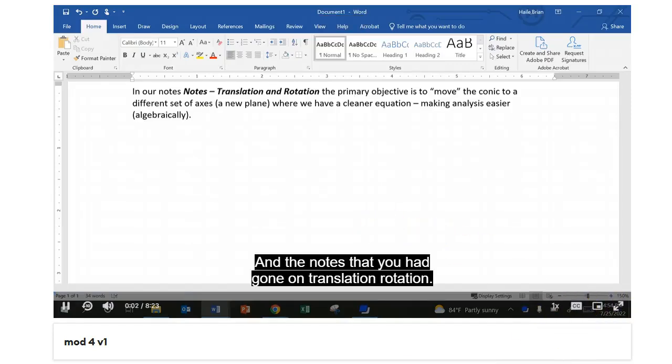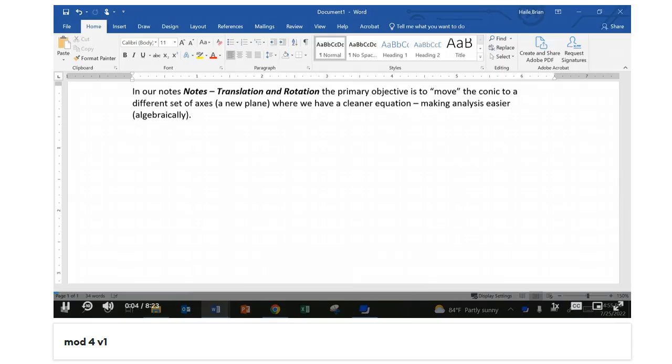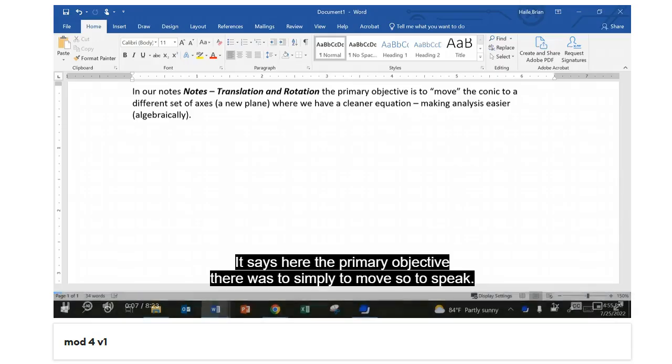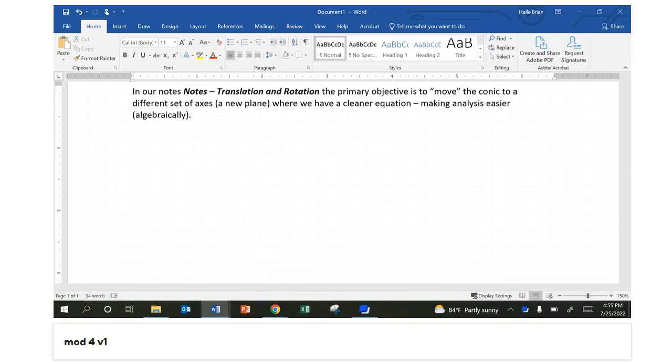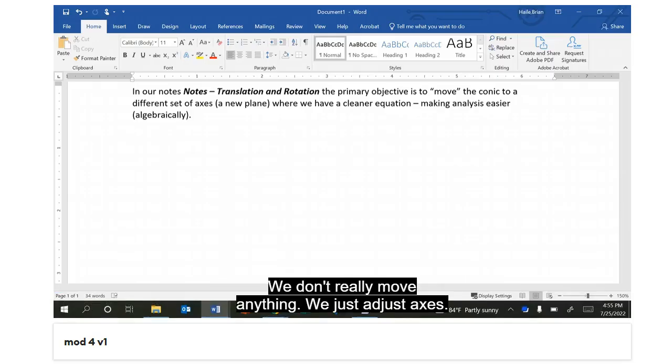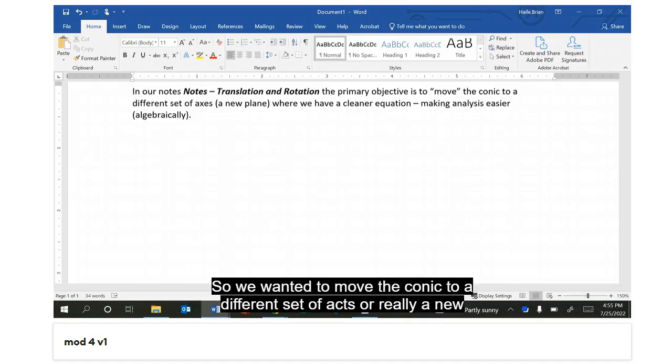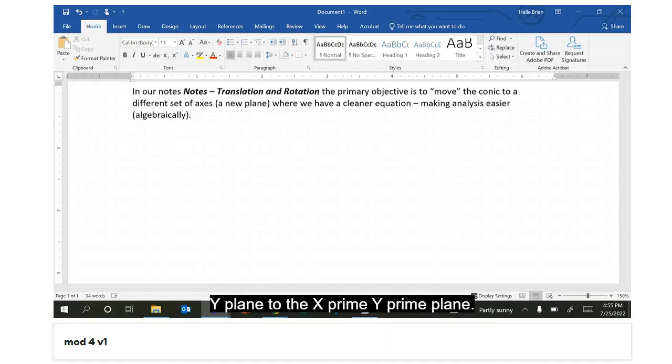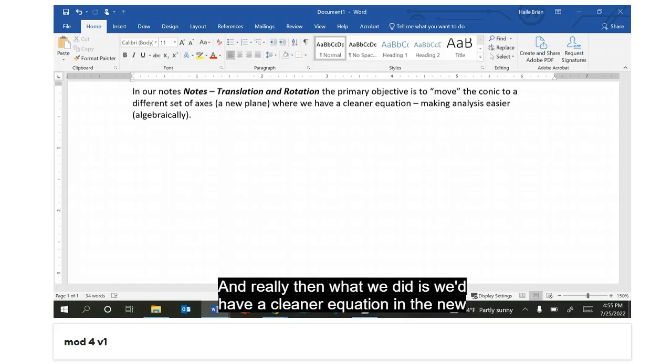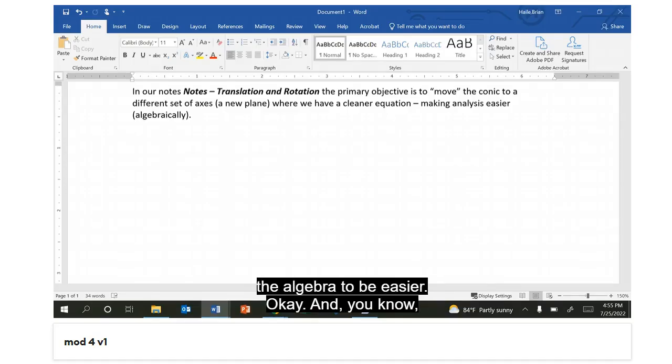In the notes that you had on translation and rotation, the primary objective there was simply to move, so to speak. We don't really move anything, we just adjust axes. But we wanted to move the conic to a different set of axes, or really a new plane. In your notes, it was like the XY plane to the X prime, Y prime plane. And really then what we did is we'd have a cleaner equation in the new plane or the new set of axes, making analysis easier, the algebra easier.